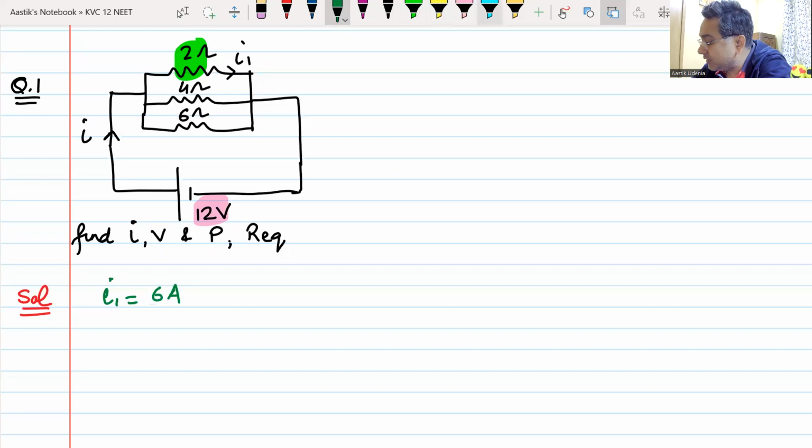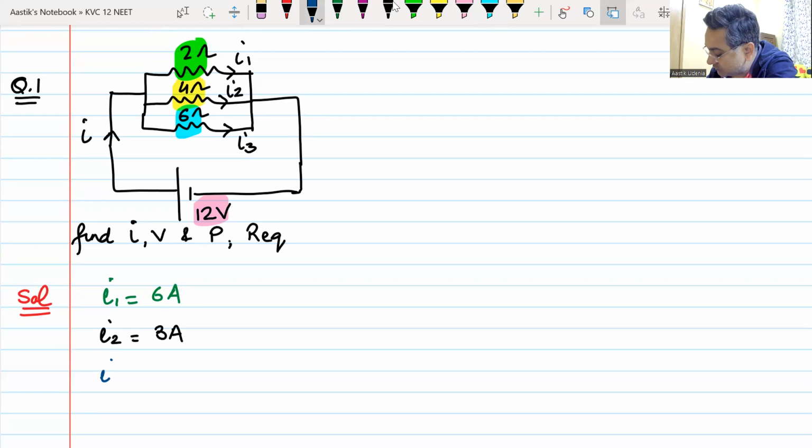Now, you look at the second resistor. Second resistor is 4 ohm. Let me call that current as I2. What will be the value of I2? 12 divided by 4, that is 3 amps. Moving down on the third resistor, this is 6 ohm resistance. Let me call the current as I3. What is the value of I3? 2 amps, 12 divided by 6. Now, if I talk about the total current I, what will be the total current I?